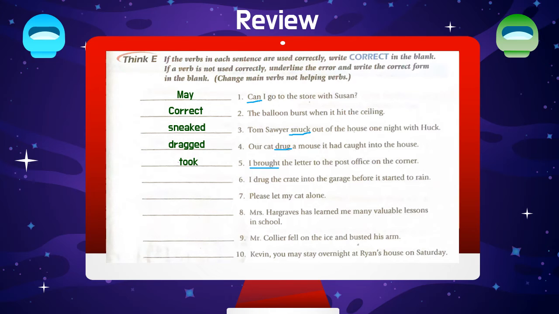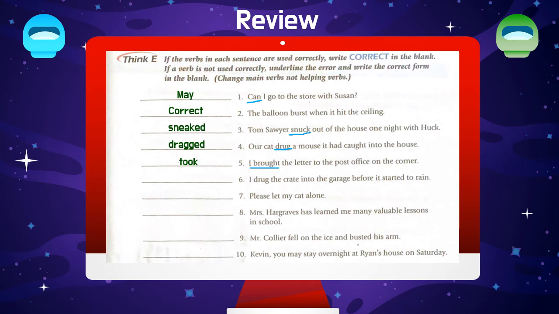Think about it. Brought means that something is coming to where you are. But took is when you go somewhere with something. So you are not already in the post office bringing in the mail. You're taking it from where you are to the post office. So really, took is the correct verb to use.